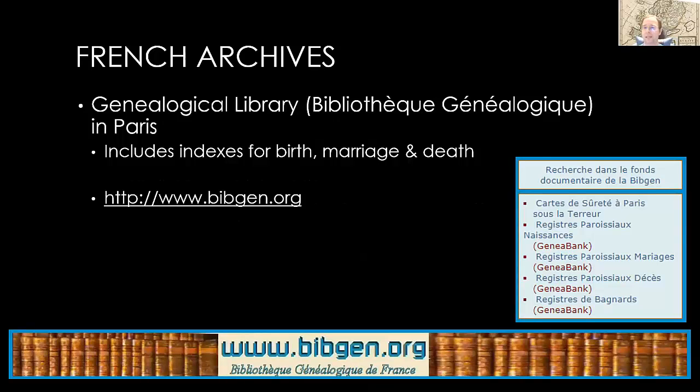There's also the genealogical library in Paris, and that one has some records. It includes indexes for birth, marriage, and death records. So you may be able to find some records there that'll help you figure out where you're looking for your ancestors.